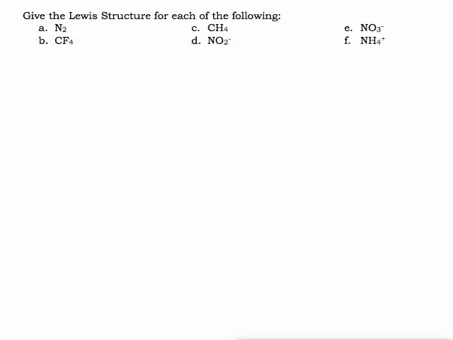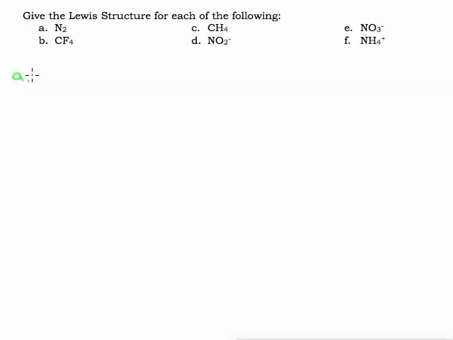In previous chemistry courses, you have probably looked at the Lewis structure for bonding in passing, but we're going to look at it a lot more in depth in AP Chemistry. So let's look at a few practice problems. This first one, we have a diatomic molecule.